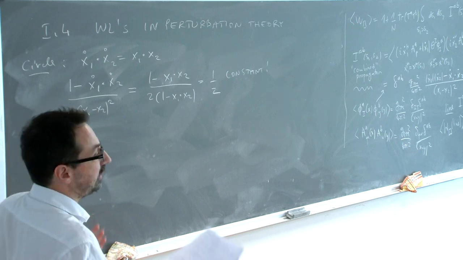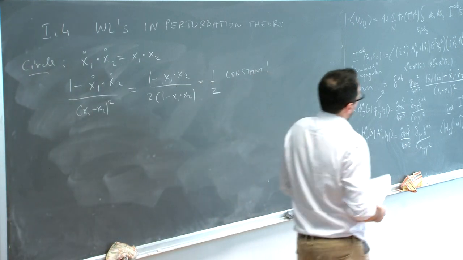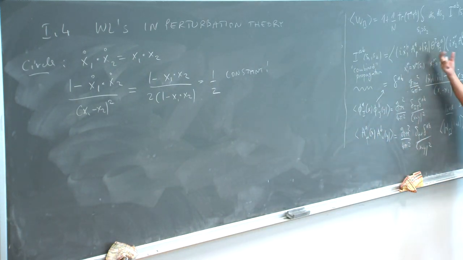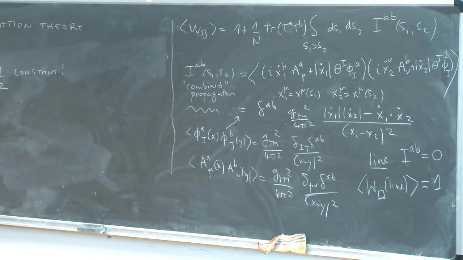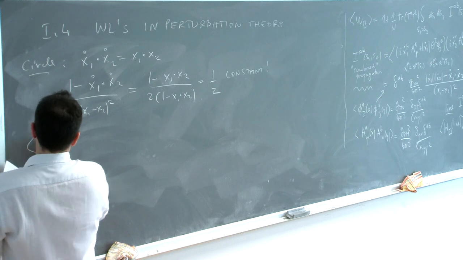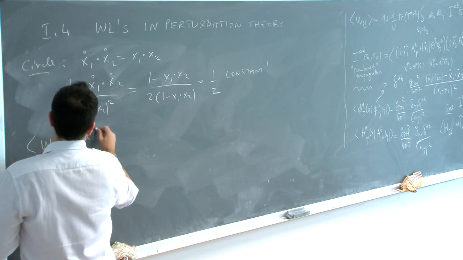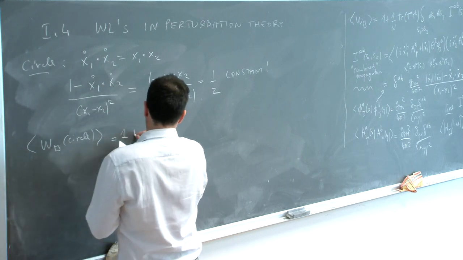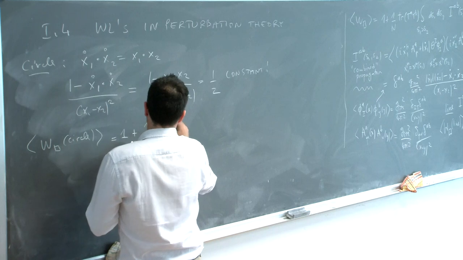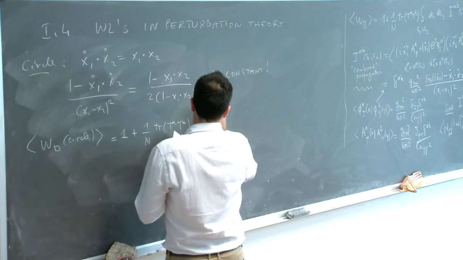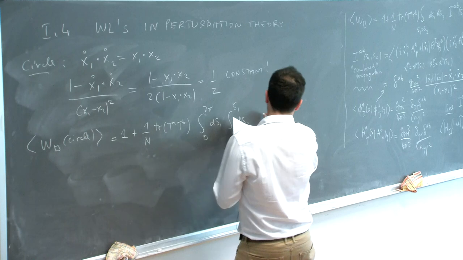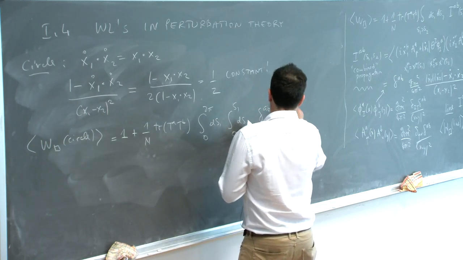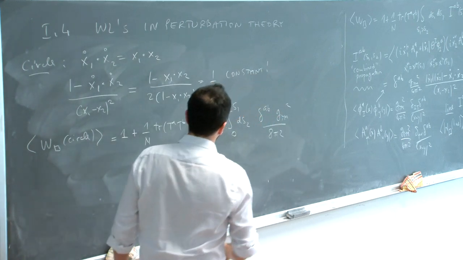So it's amazing that this particular combination, which is due to supersymmetry, this particular structure of these propagators, gives you a constant. So then you see that this W for the circle is no longer trivial. It's 1 over N trace T^A T^B, integral from 0 to 2π ds1, integral from 0 to s1 ds2. And then you have just this constant thing, which is 8π squared.